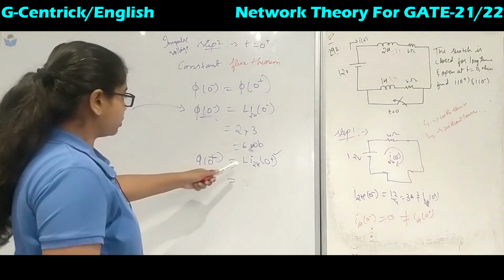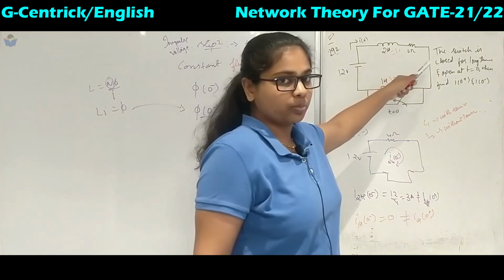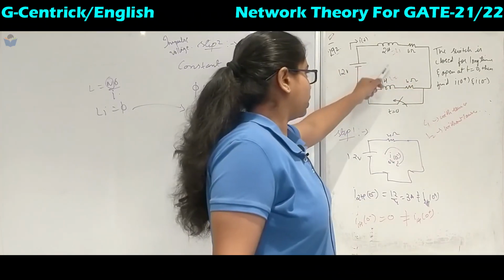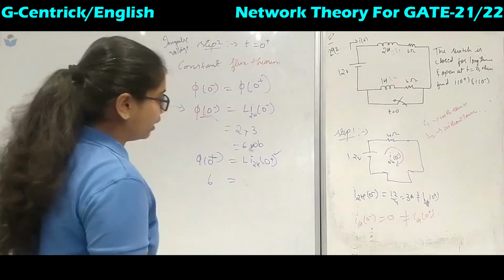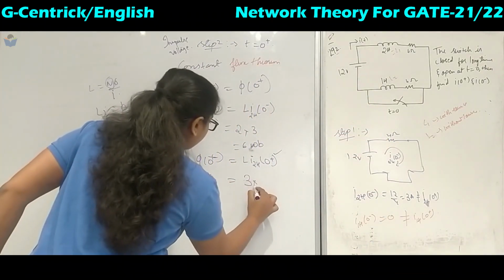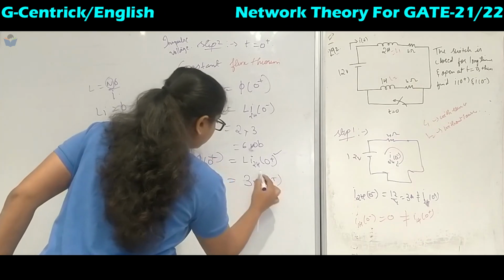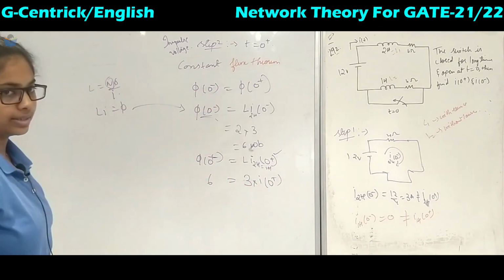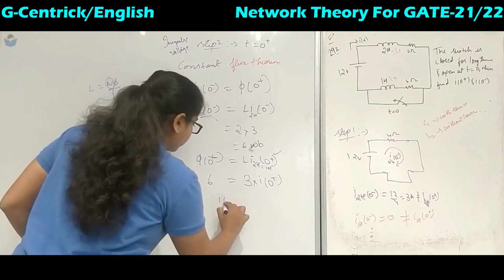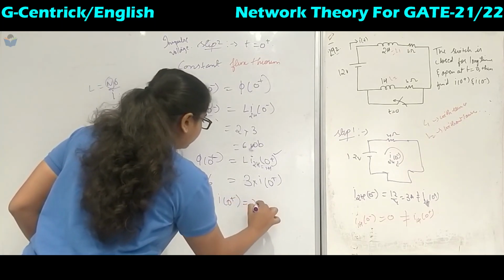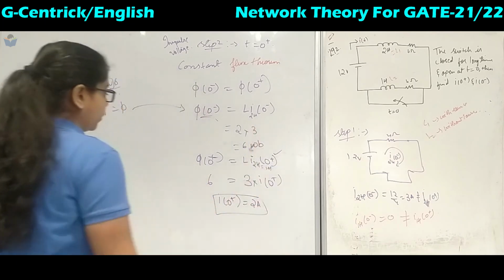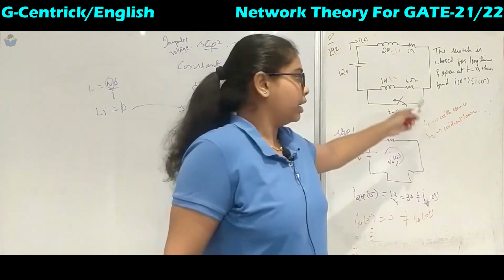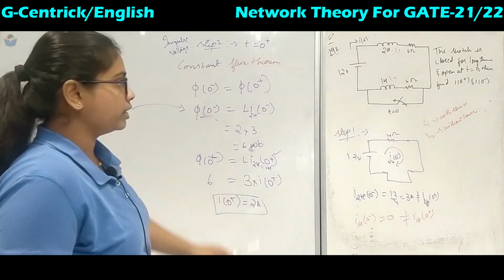Okay, because now at t equal to 0 plus we are calculating, it will be a series circuit. So this 2 Henry and this 1 Henry get added up. So it will be equal to 3 into I of 0 plus. If you call this 2 Henry as 1 Henry also, it will be correct because it's a series circuit. So I of 0 plus, we will get it as 2 amperes. Okay, so this is how you calculate using the constant flux theorem.